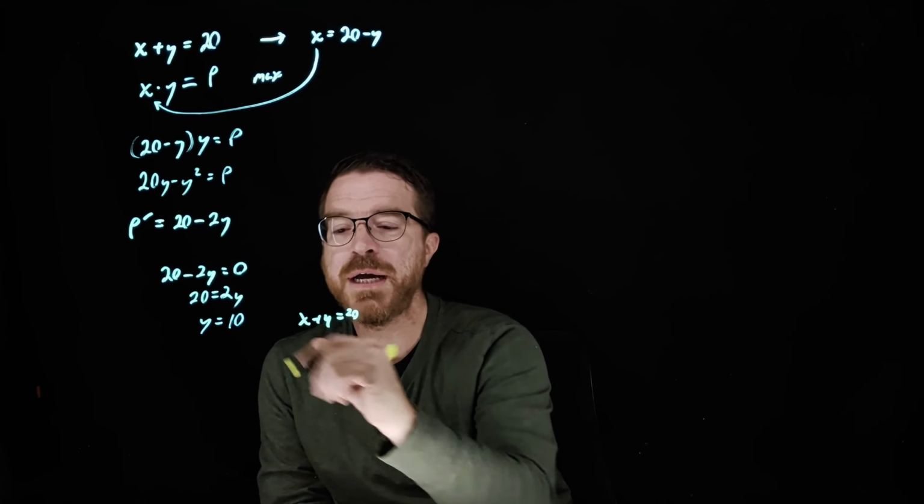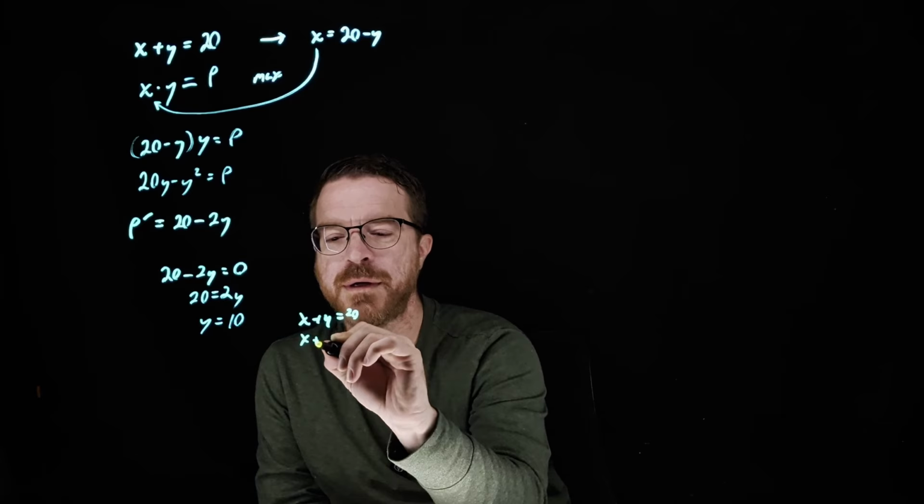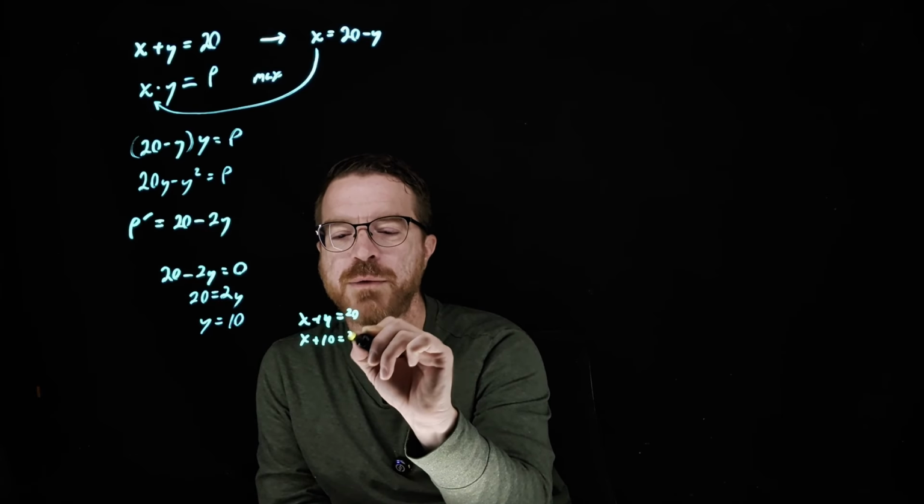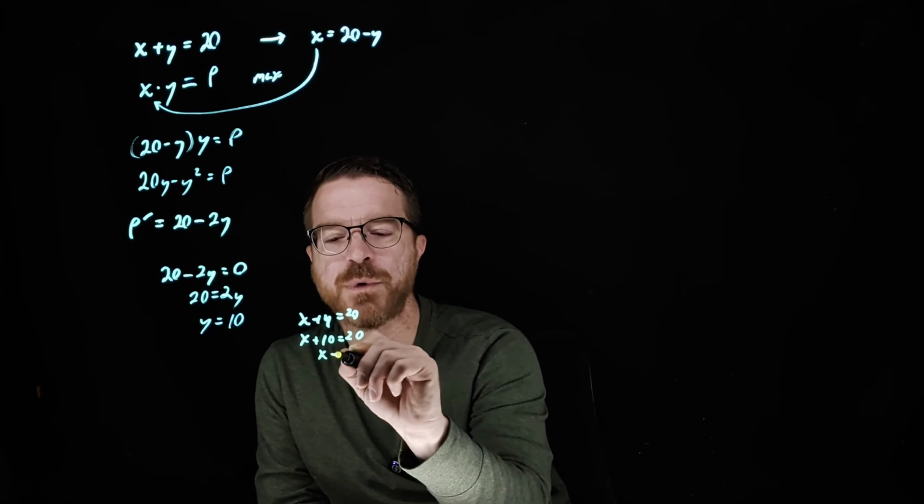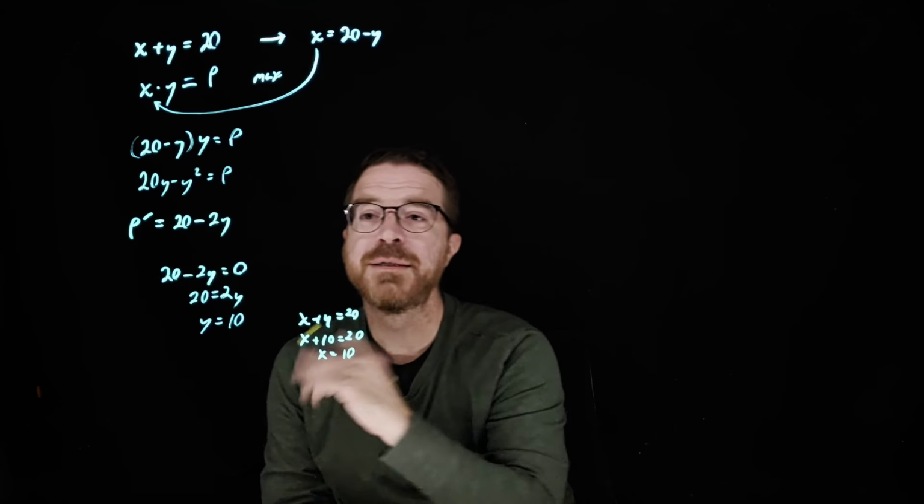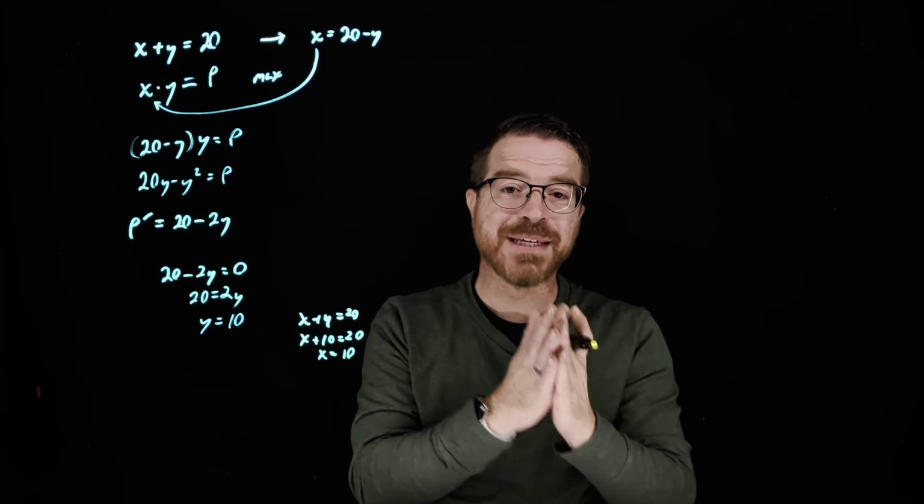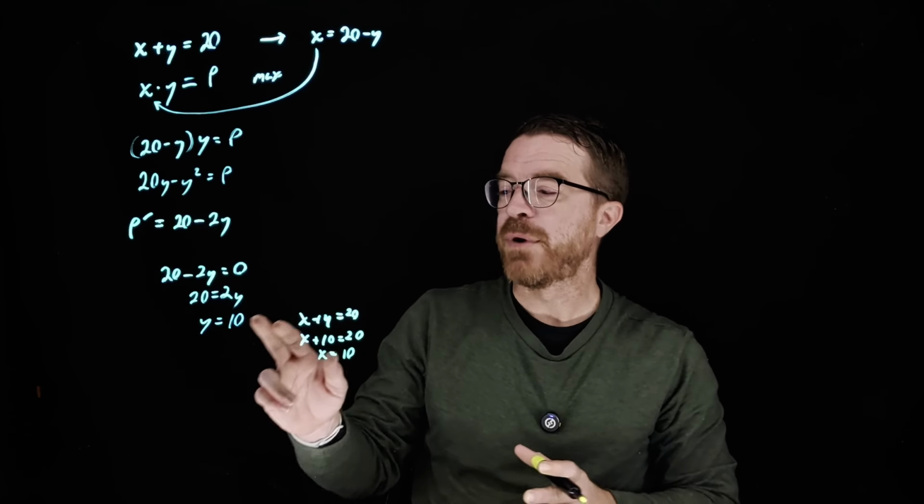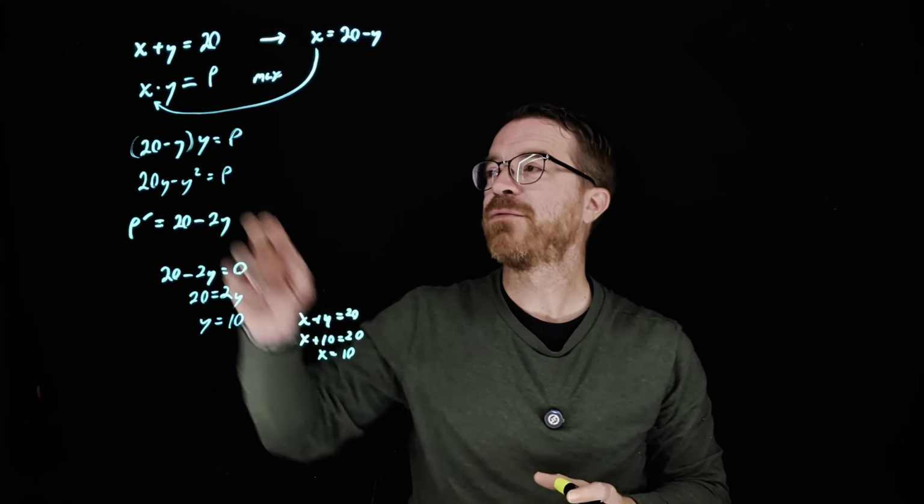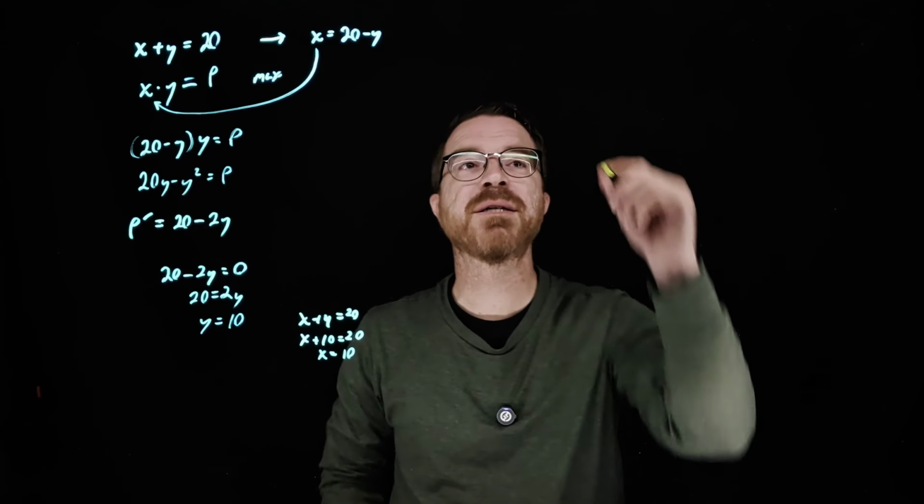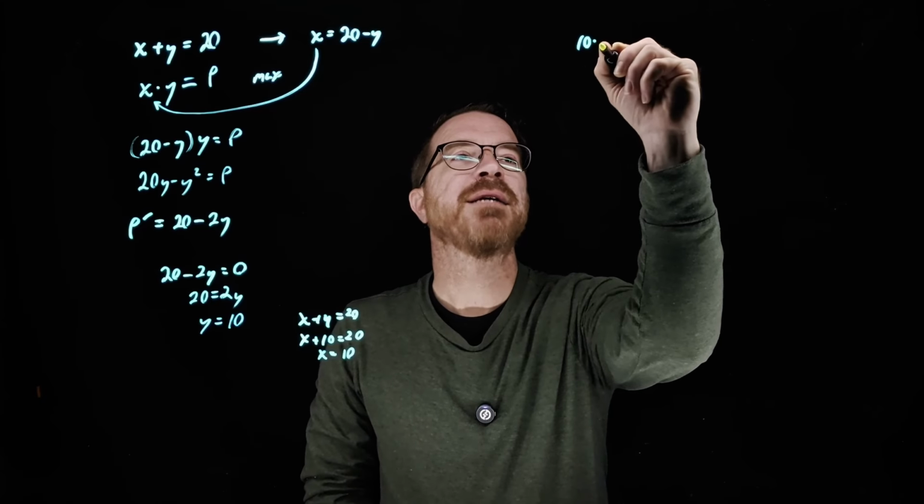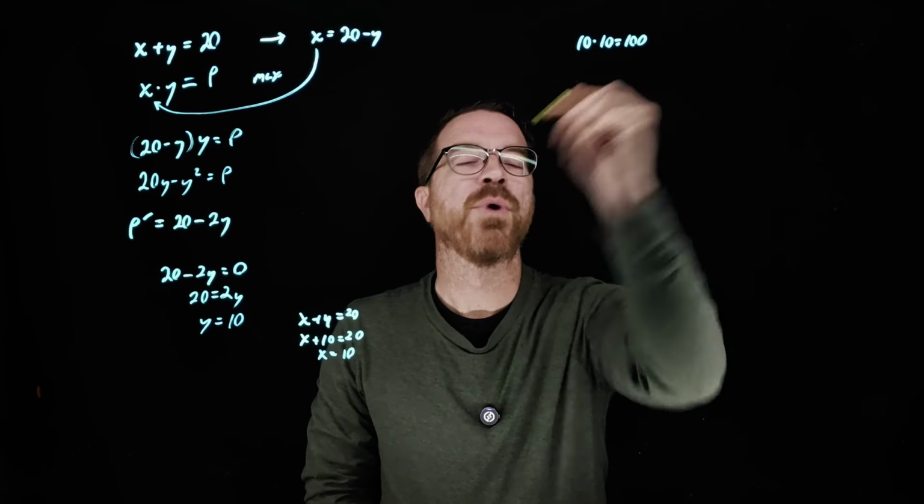Well, if y is equal to 10, so x plus 10 equals 20, this means that x would also have to be equal to 10. So now let's see if this is our maximum value. If I plug in 10 for y and 10 for x into my original product, I'm going to get 10 times 10 equals 100.